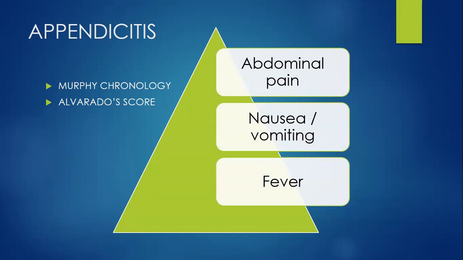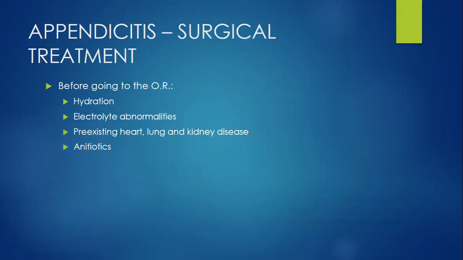Okay, here we have morphochronology. First, there is abdominal pain, nausea, vomiting, fever, and then the migration of the pain to the lower right quadrant. So before going to the OR, we have to stabilize our patient with hydration, correcting electrolyte abnormalities, and addressing pre-existing heart, lung, and kidney disease. And this book also tells us about antibiotics. A course of antibiotics before the surgery, it says, improves the outcome of the patient.